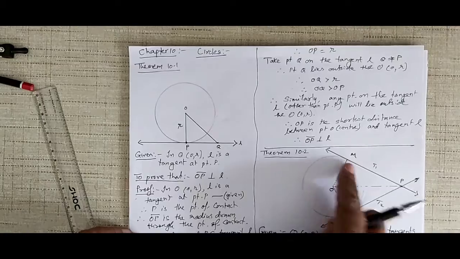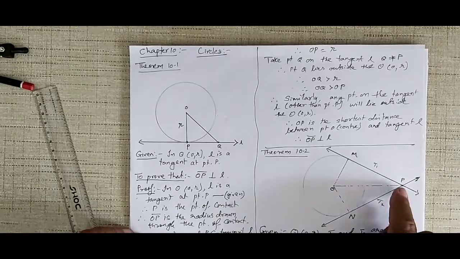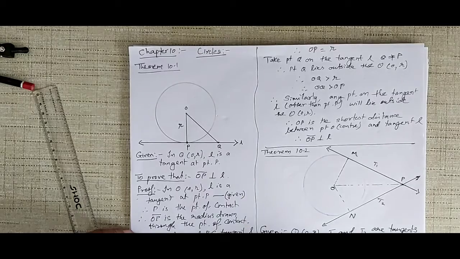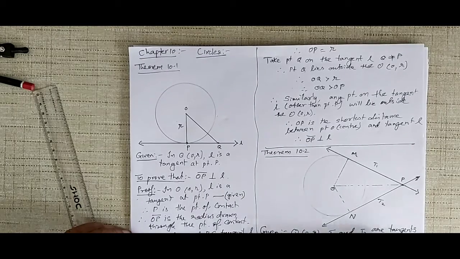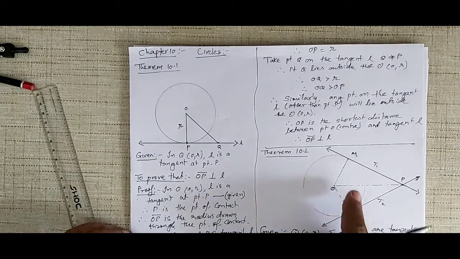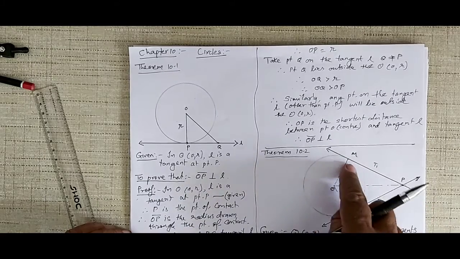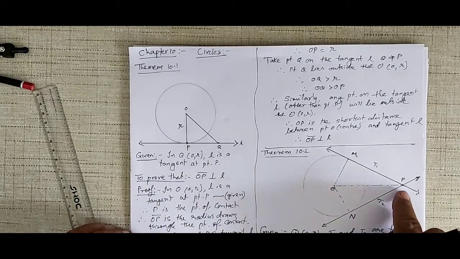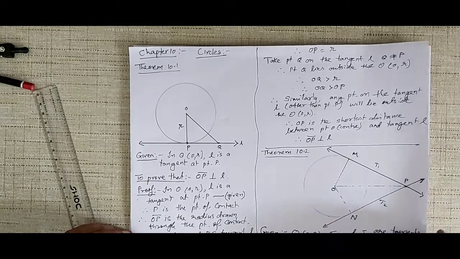See, this is tangent T1, this is tangent T2. So T1 and T2 are tangents to this circle with center O and radius R is given. T1 and T2 are tangents at what point? At point M and point N. T1 is a tangent at M, T2 is a tangent at N. From where? From an external point P. External point means a point lying outside the circle. Alright, now this is given.